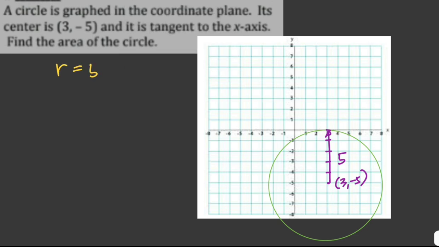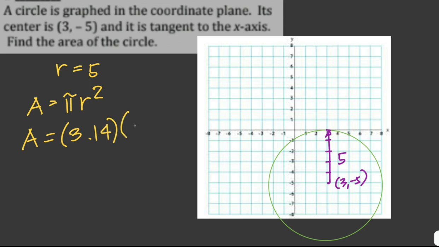And now we can solve for the area of the circle. So area is equal to pi r squared. Then we just plug in all the values. Pi is 3.14. Then r is 5. So 5 squared. And the area is just equivalent to 78.54.